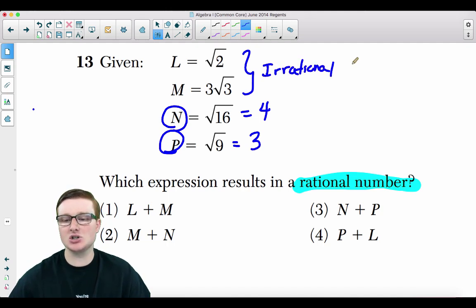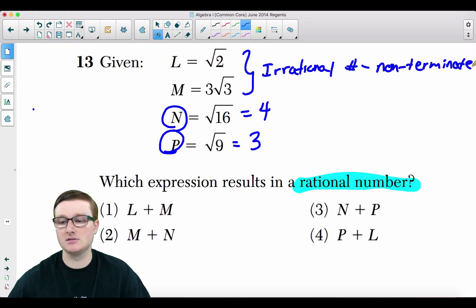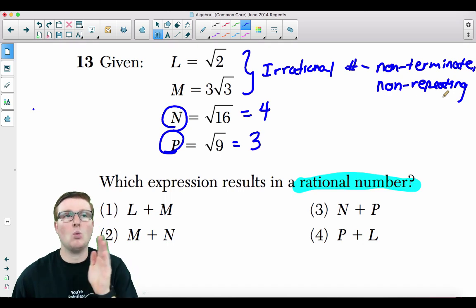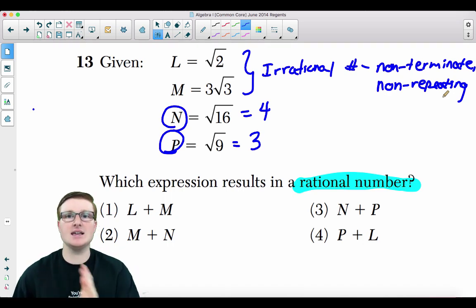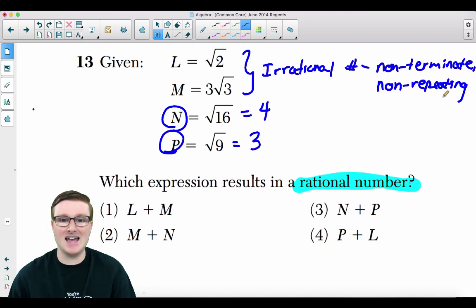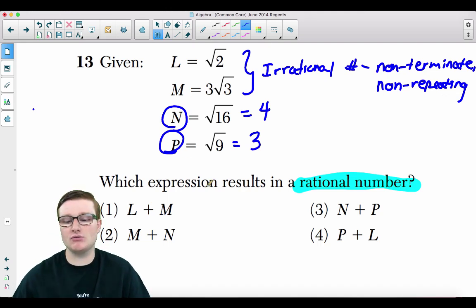Remember that an irrational number is non-terminating, which means that it never ends, and non-repeating, meaning that there is no repetition. 1.333 repeating is a rational number. But an irrational number can be like pi, 3.14159. It goes on forever without repeating, and it doesn't end. So which expression results in a rational number?